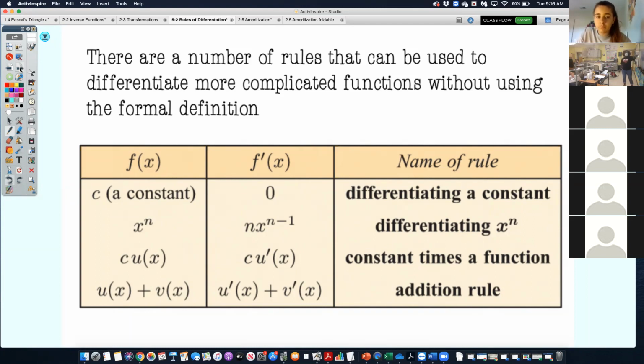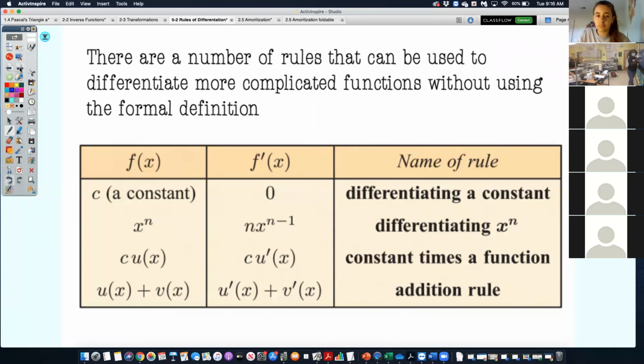If your original function is a number, a constant, like 3 was, then the derivative of that is 0. And this is called differentiating a constant. So again, constants are just regular numbers, 3, -1, 2, et cetera, no variables. The derivative of any constant is 0.